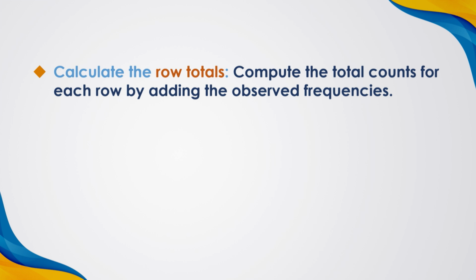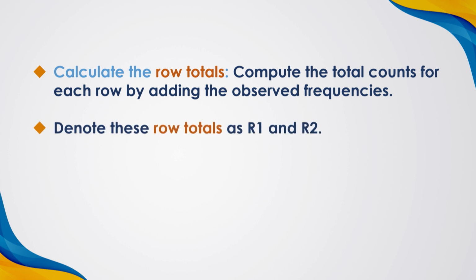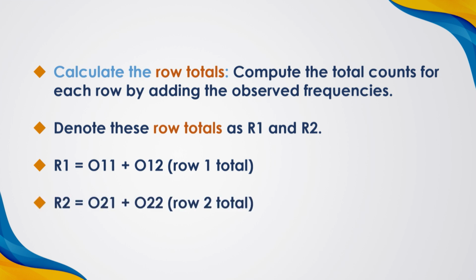Calculate the row totals, that is, the total counts for each row, by adding the observed frequencies. Denoting the row totals as R1 and R2, as I mentioned it is a 2x2 table, so we will have 2 rows, R1 and R2, where R1 can be obtained through O11 plus O12, that is your row 1 total. Similarly, R2 can be obtained as O21 plus O22, that is your row 2 total.